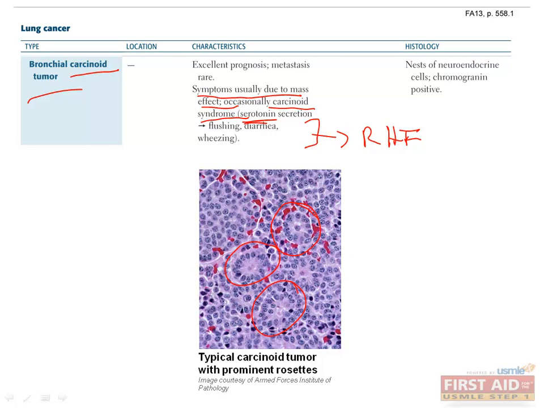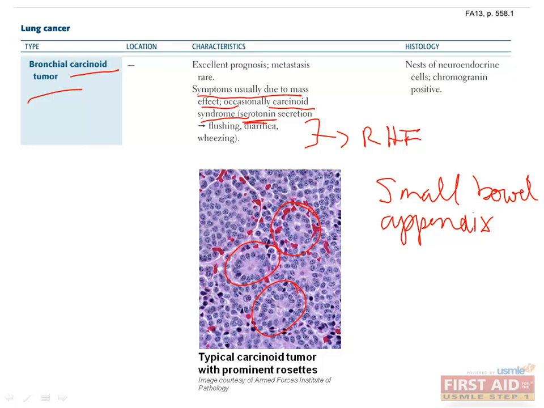So here's a possible board question. If you have someone who presents with carcinoid syndrome, where else would you look other than the lung? Well, carcinoid tumor most commonly occurs in the small bowel and the appendix. However, you usually don't see the carcinoid syndrome unless it metastasizes to the liver, because the substances released by the carcinoid in those locations are typically metabolized and inactivated by the liver.